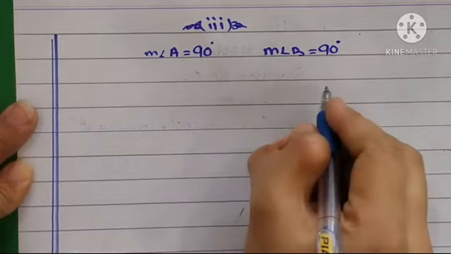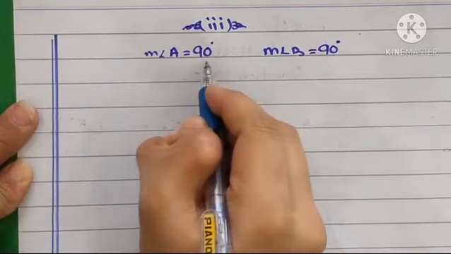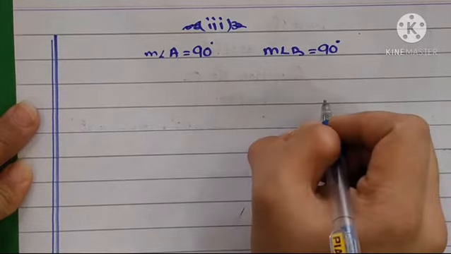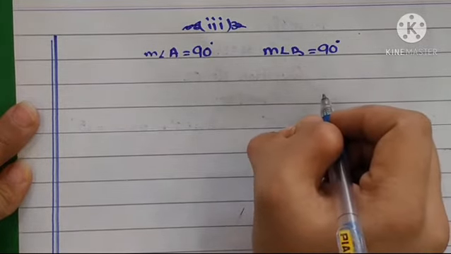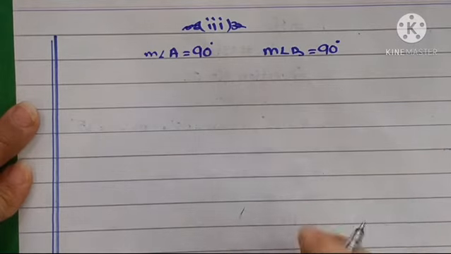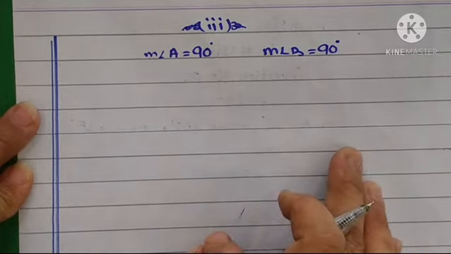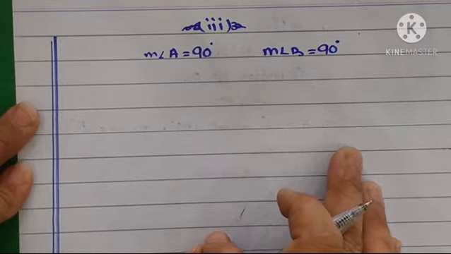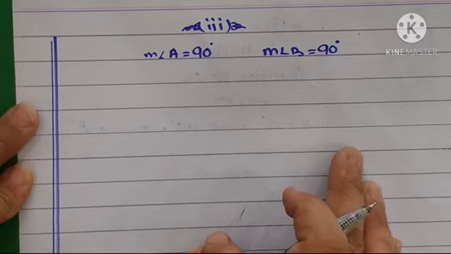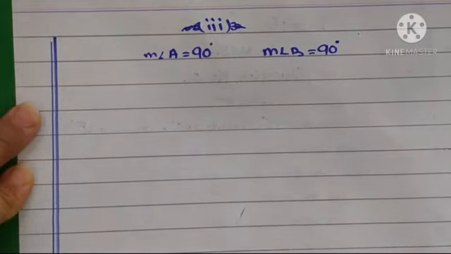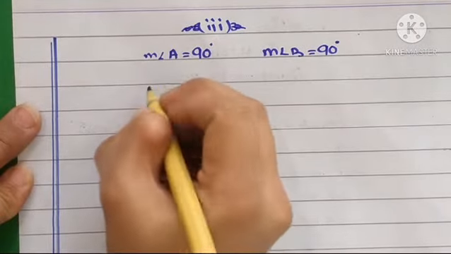Now third part is measure of angle A is equal to 90 degrees and measure of angle B is also equal to 90 degrees. But we know that there are 3 angles in a triangle. So first we will find the measure of angle C, and then we will prove whether we can construct a triangle using these angles or not. So first of all, we will find the angle C. We will write the same thing here.